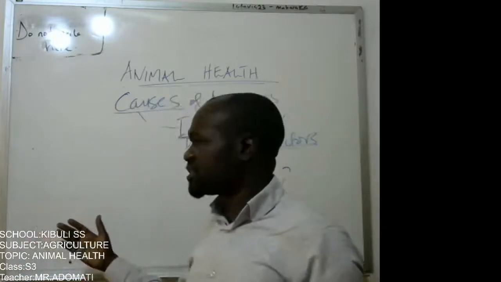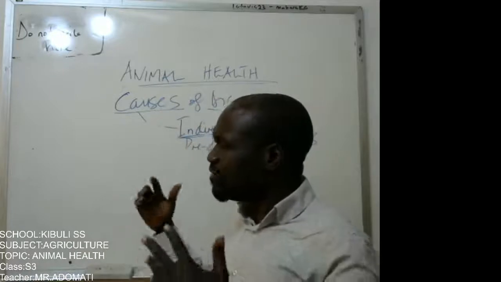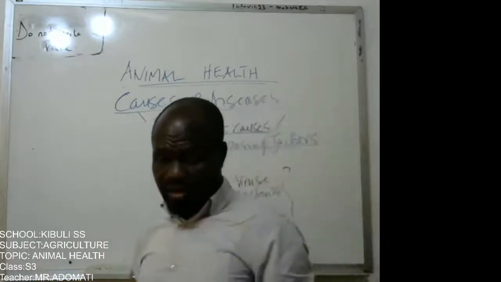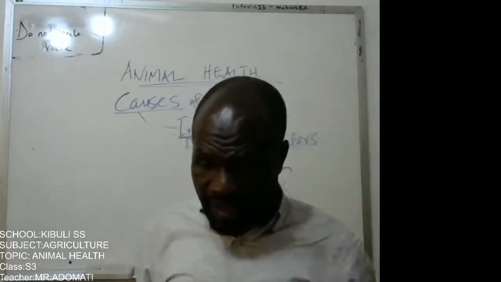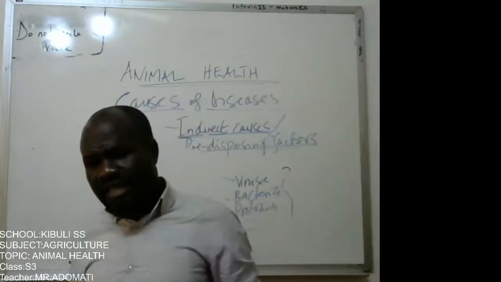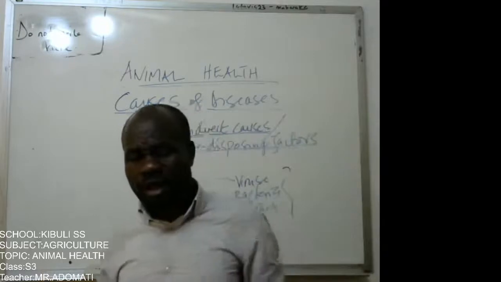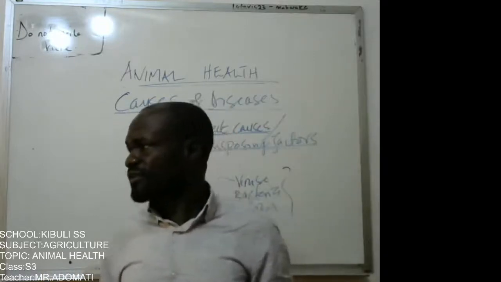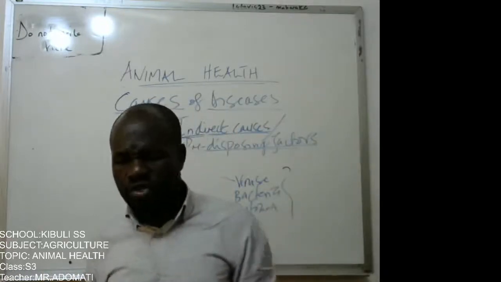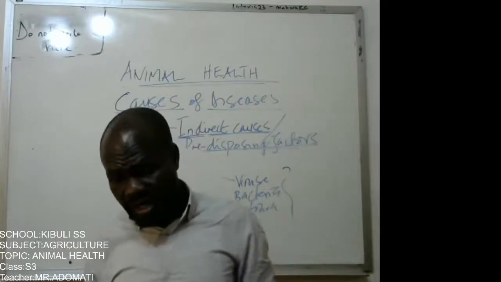Even brucellosis in cattle, the effects are mainly seen in what? In the females other than the males. Okay? Then the other predisposing factor is the poor environment in which the animal is living. Okay, for example, poor weather conditions.